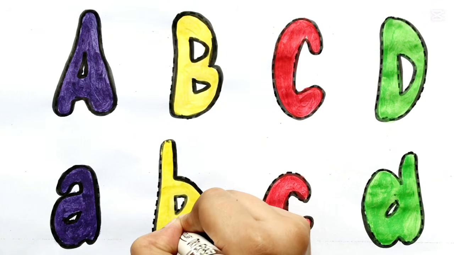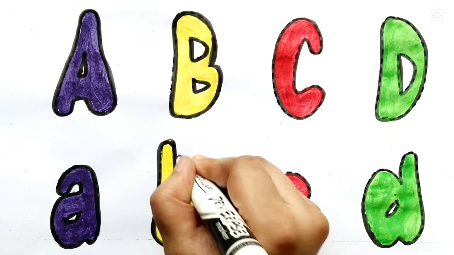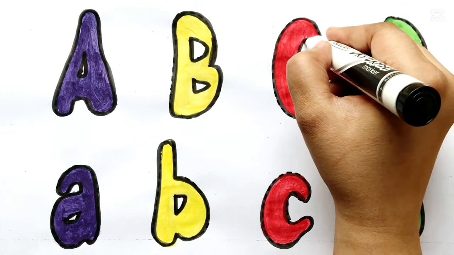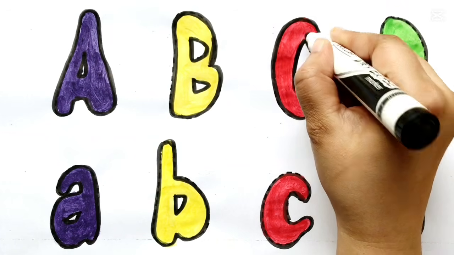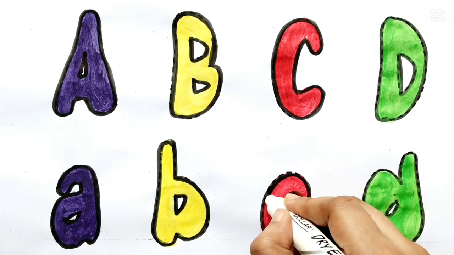Let's see a list of words that start with the letter A. Apple, angel, address, animal, answer. April, autumn.